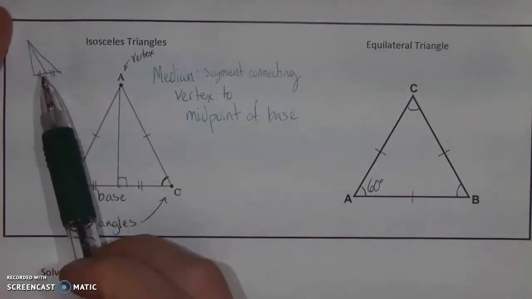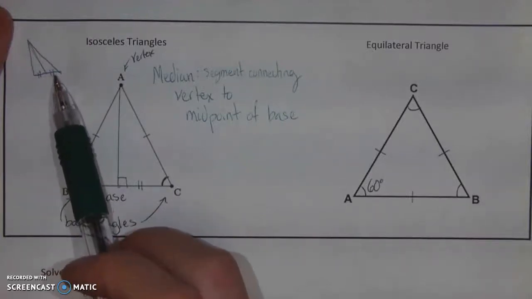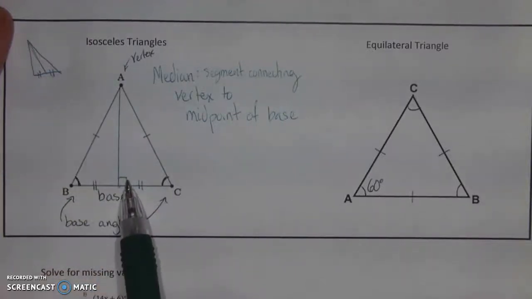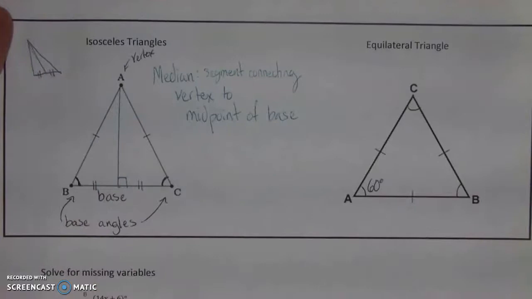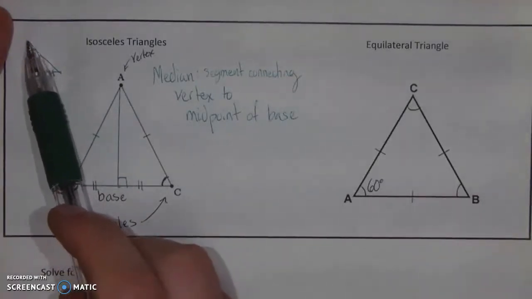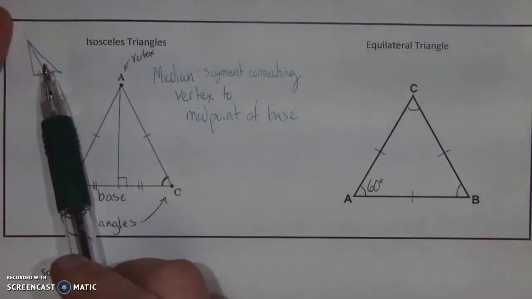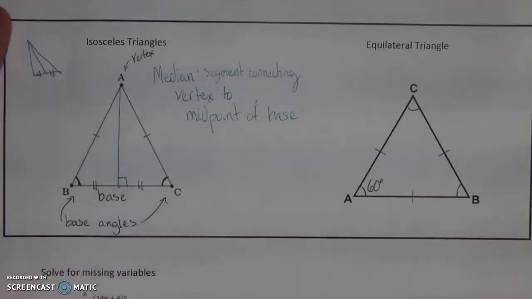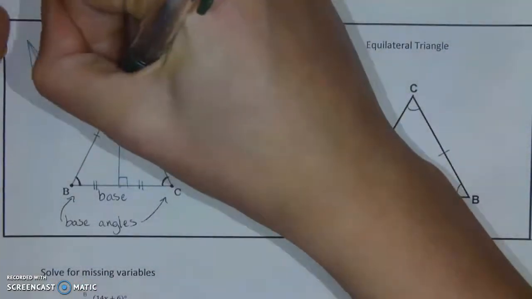Now, while it is true in all triangles that the median will come at the midpoint and split the base into two equal sections, it is not always true that it will come at a 90-degree angle. In fact, it's only going to do that when we have an isosceles triangle. So for this triangle right here, because this median is not coming at 90 degrees, I know that this could not be an isosceles triangle.